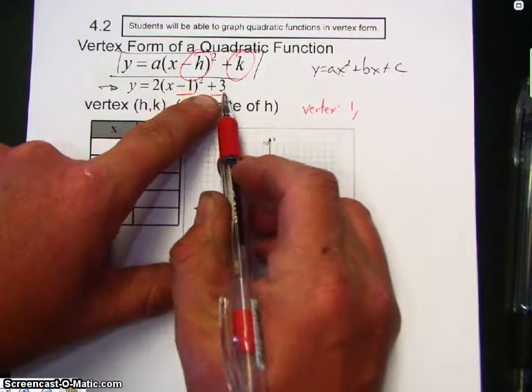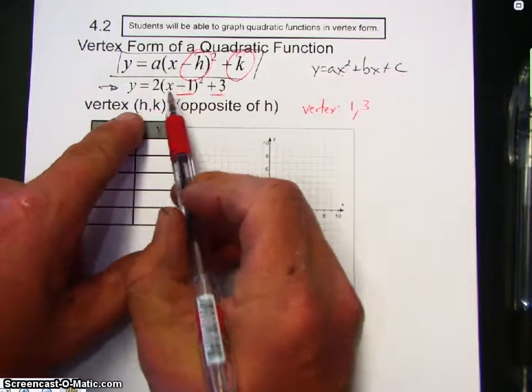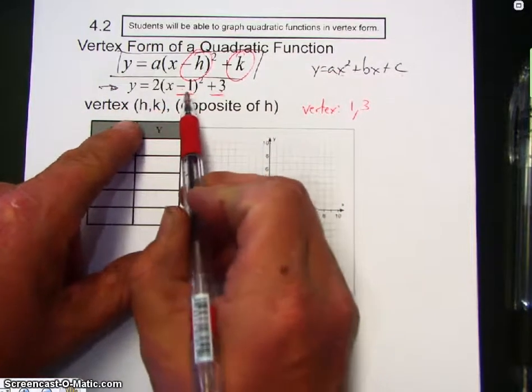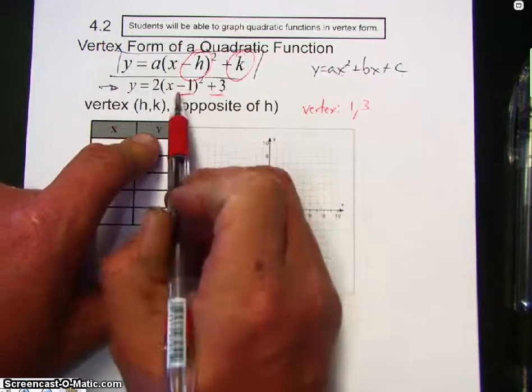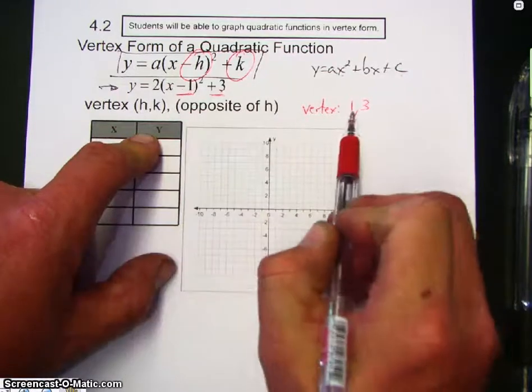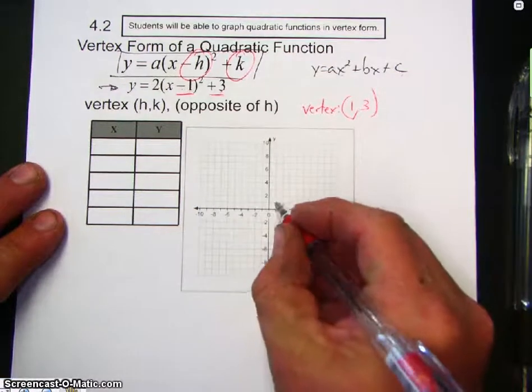And that always stays the same. So whatever that is, stays the same. It's just that the vertex, the x-coordinate, is always opposite what's inside the parentheses. So if this was a +1, it'll be a -1. But since it's a -1, now it's a +1. So here's my vertex. Let's graph it.